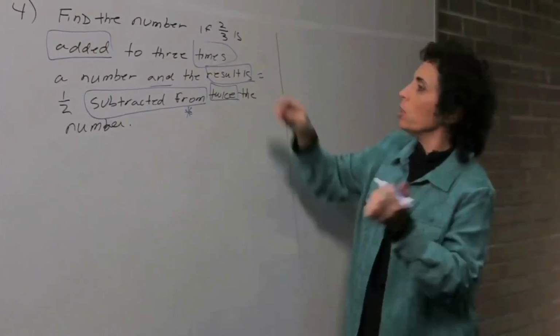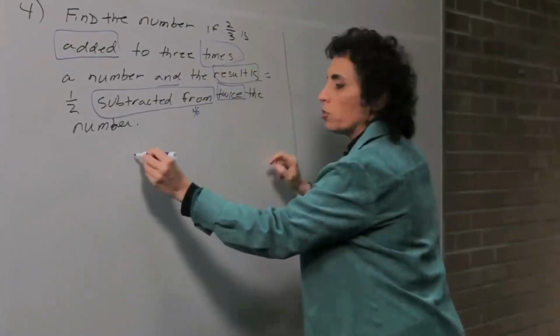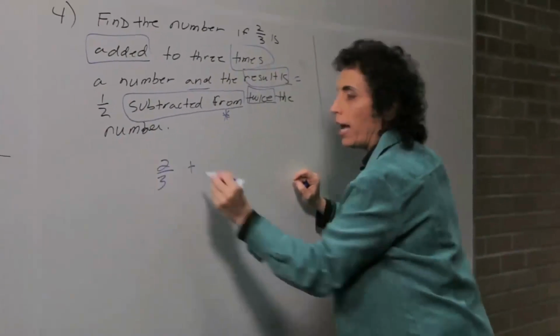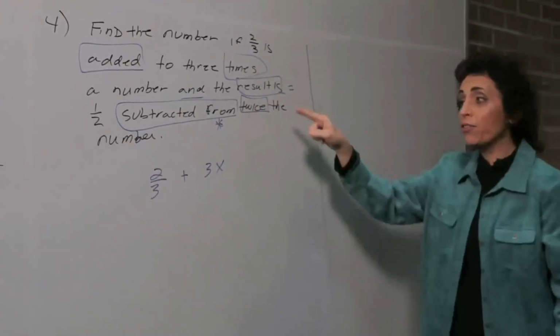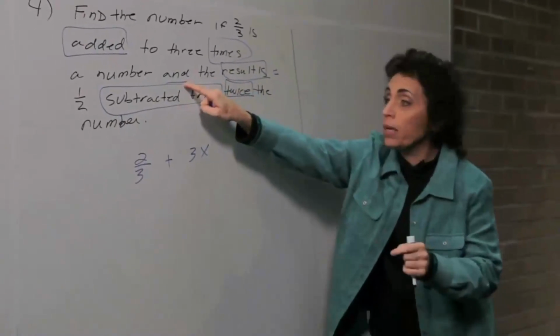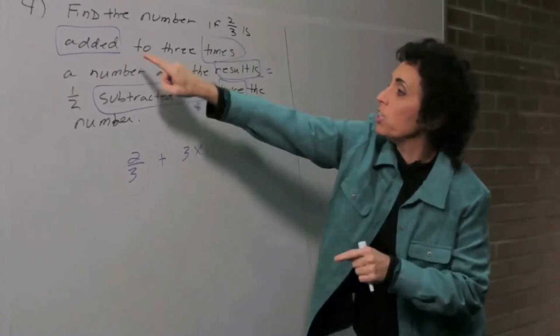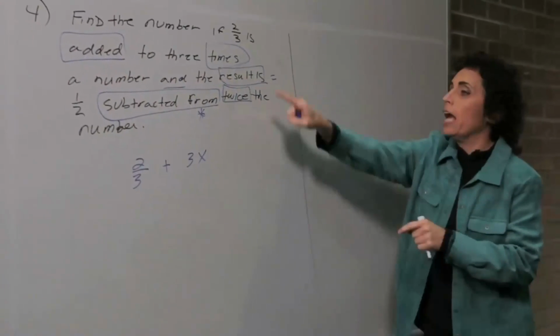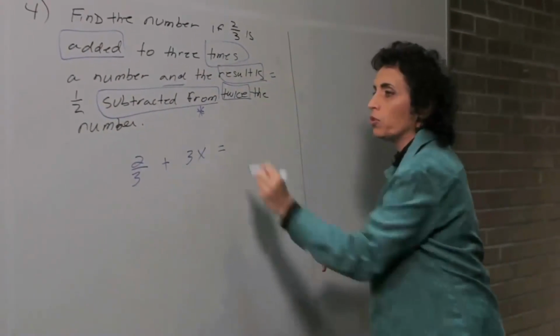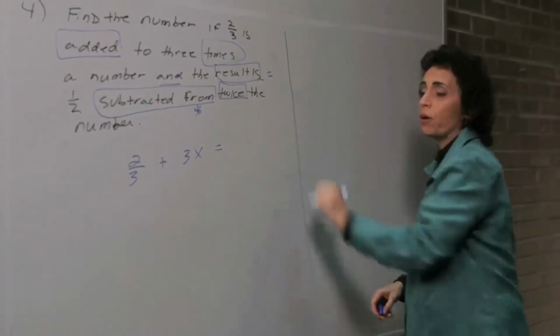Okay, so here we go. 2/3 is added to 3 times a number. Okay, and the result is, this "add" is not telling me where to put my plus because this "added to" already did. It's just telling me what else is happening. And the result is, there's my equals, 1/2 subtracted from twice the number.